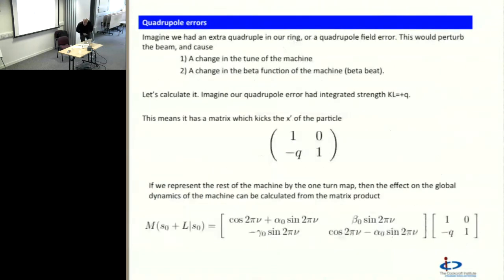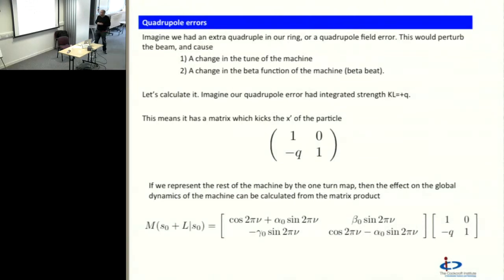Right, we've got 5 more minutes. We'll just do quadrupole errors. I'll rush through it. So we've just had an extra dipole error. Imagine we had an extra quadrupole error. An extra quadrupole was there. The field was slightly wrong. Something like this. This would have 2 effects in our picture. The first, quadrupole, different K, the tune will change because the Ks are different. And also, the beta function will change as well. And there are 2 effects we have to worry about.